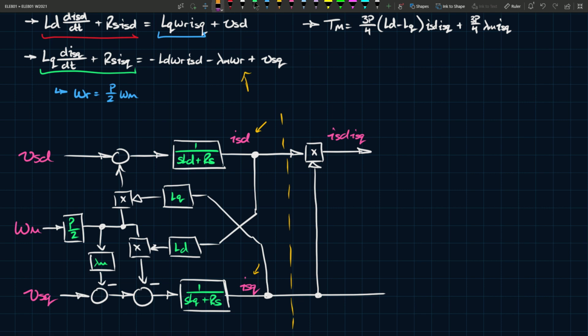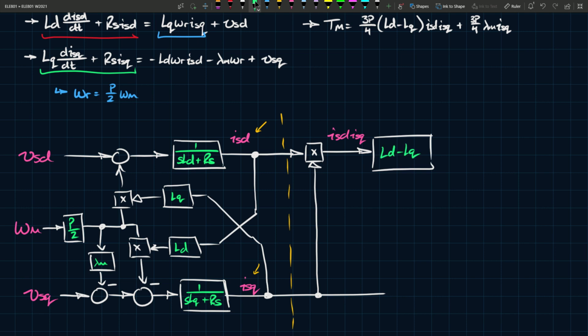Now the next step is to take these outputs and then generate the torque, right? So the torque is the next step. Now how do we generate the torque? The torque is equal to 3p over 4 (LD minus LQ) ISD ISQ plus 3p over 4 lambda m ISQ. Let's do the first term. So ISD ISQ, you multiply the two together. You pass those to a block that is LD minus LQ.